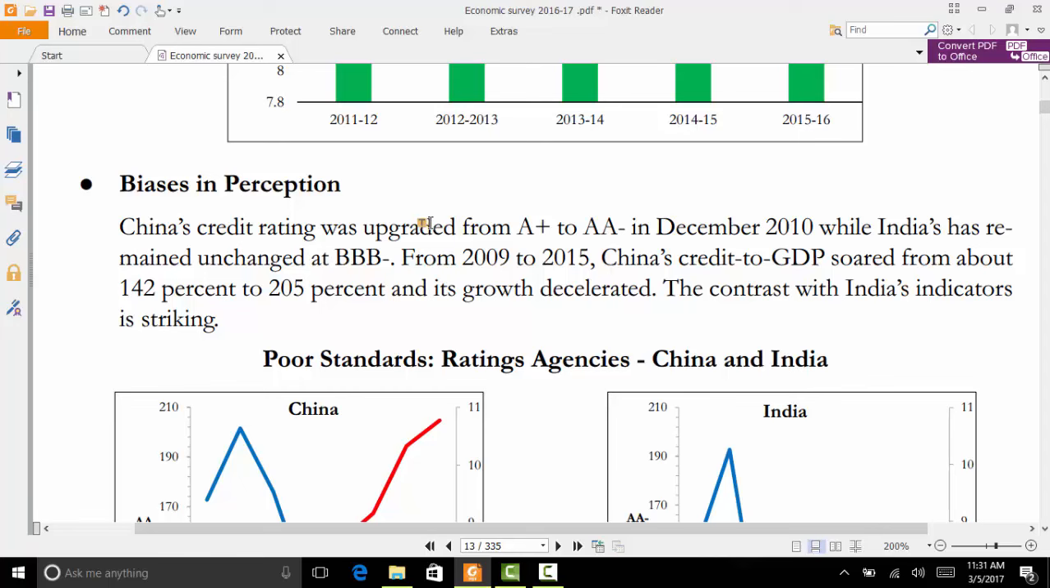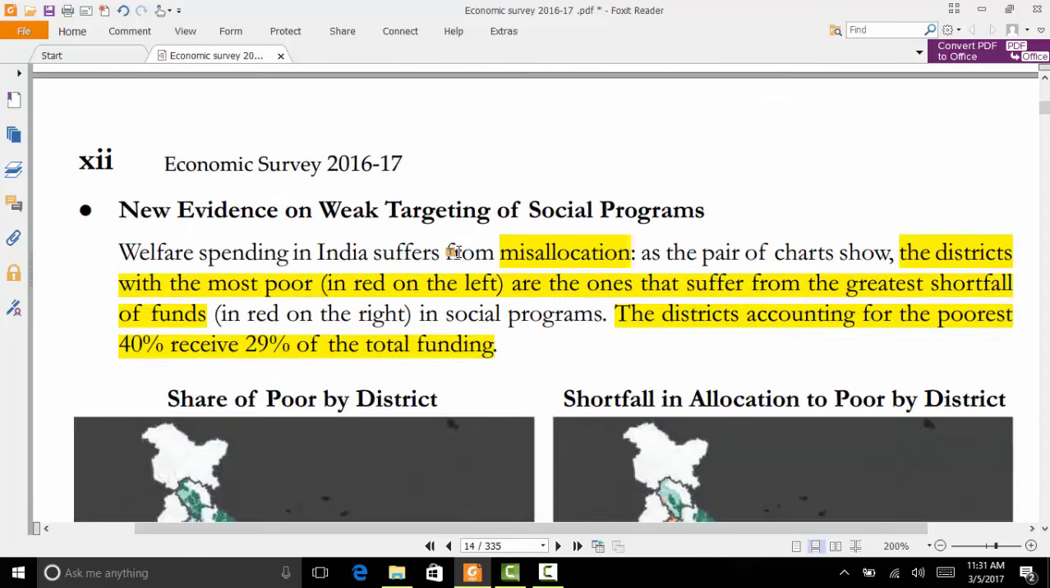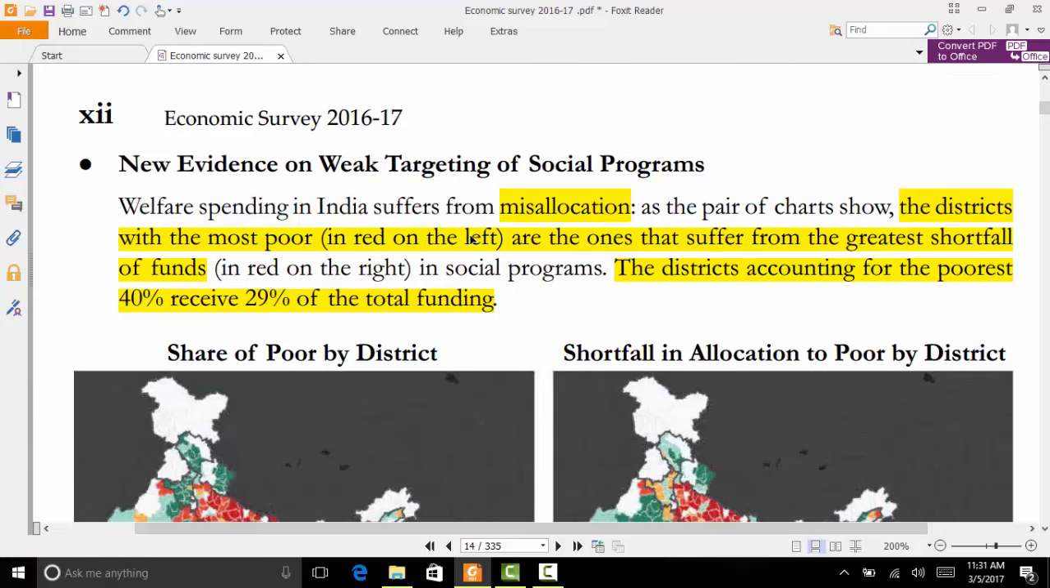Coming to second, it tells about the credit rating comparison of India and China. Come to this next one. This is more important, on weak targeting of social programs. So this welfare spending tells about the misallocation problem of India.